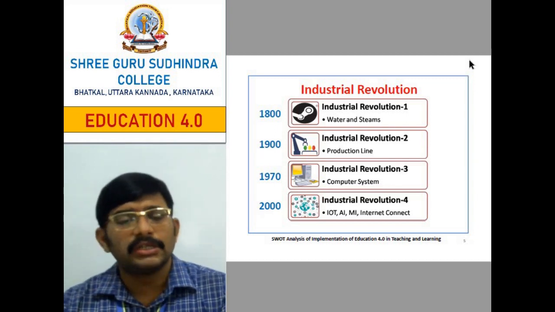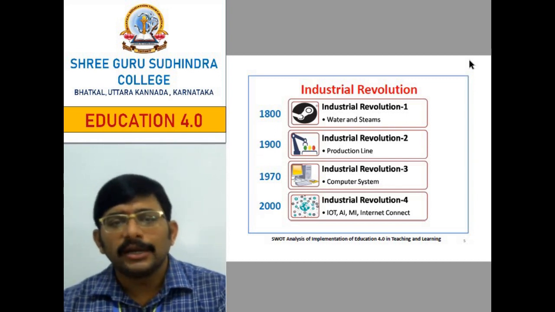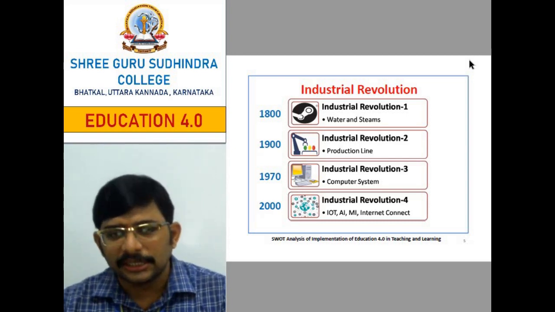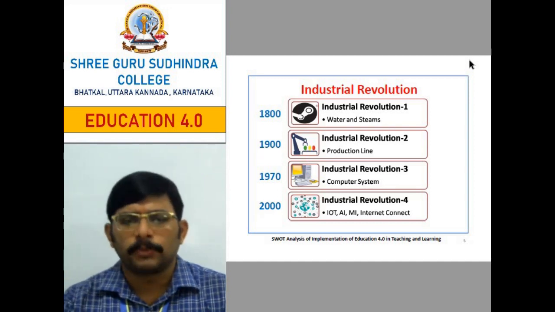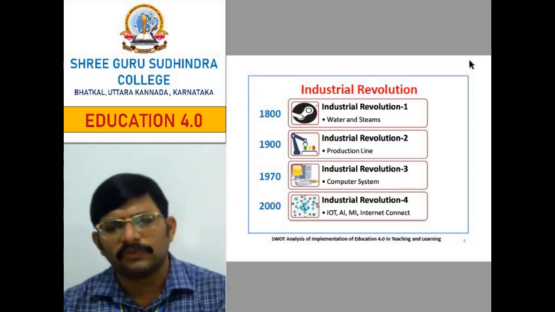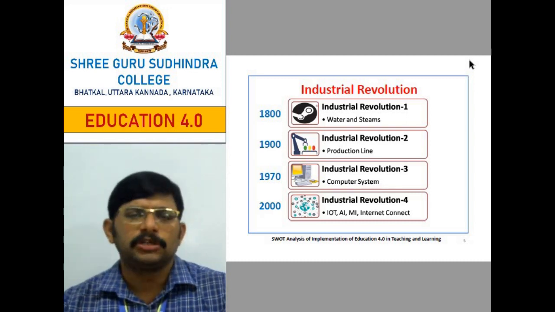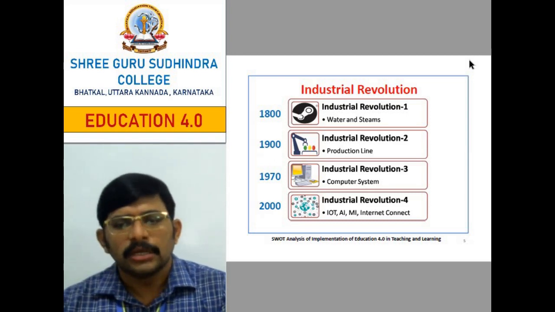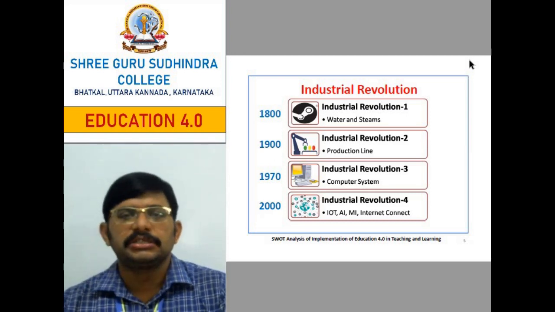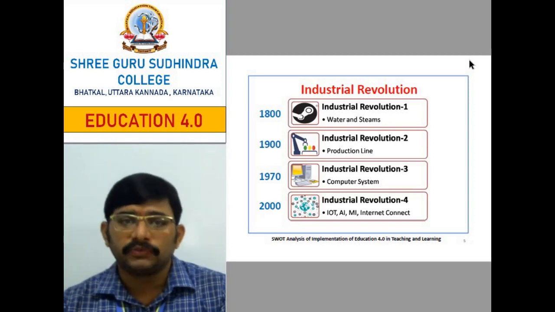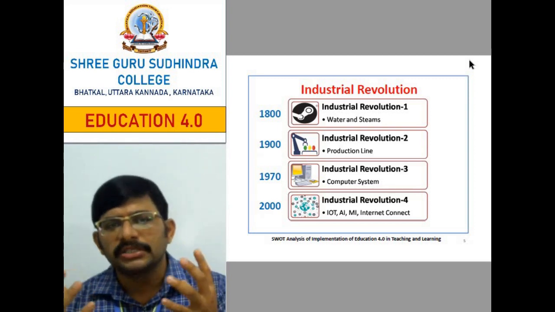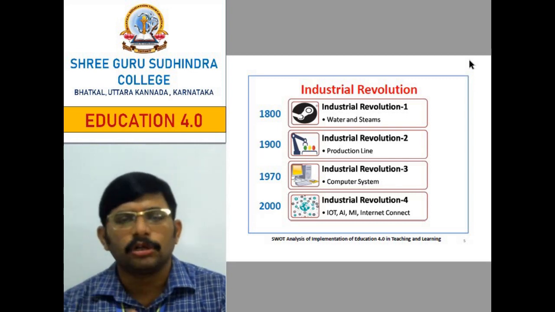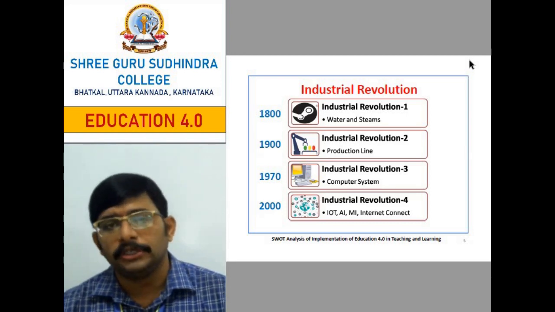In the 1970s, when computer systems were coined, people started adopting and applying these computer systems in various industrial applications. It may be for production, or for logistics and other applications. That particular age we call Industrial Revolution 3.0. In the 2000s, when artificial intelligence, machine learning, the internet and Internet of Things were coined, industrial development changed. The entire system of working has changed, and that concept we call Industrial Revolution 4.0.